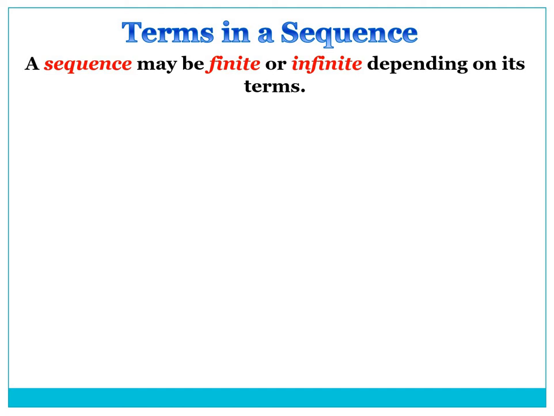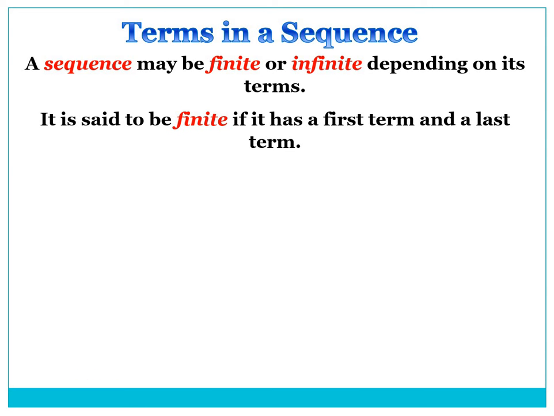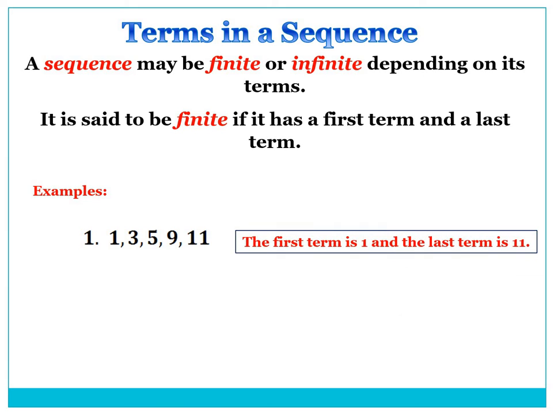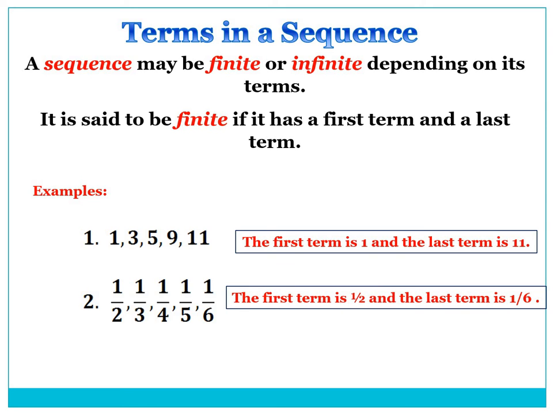So let's have the terms in a sequence. A sequence may be finite or infinite, depending on its terms. It is said to be finite if it has a first term and a last term. Examples. Number 1: 1, 3, 5, 9, 11. The first term here is 1 and the last term is 11. Number 2: 1 half, 1 third, 1 fourth, 1 fifth, 1 sixth. The first term is 1 half and the last term is 1 sixth.